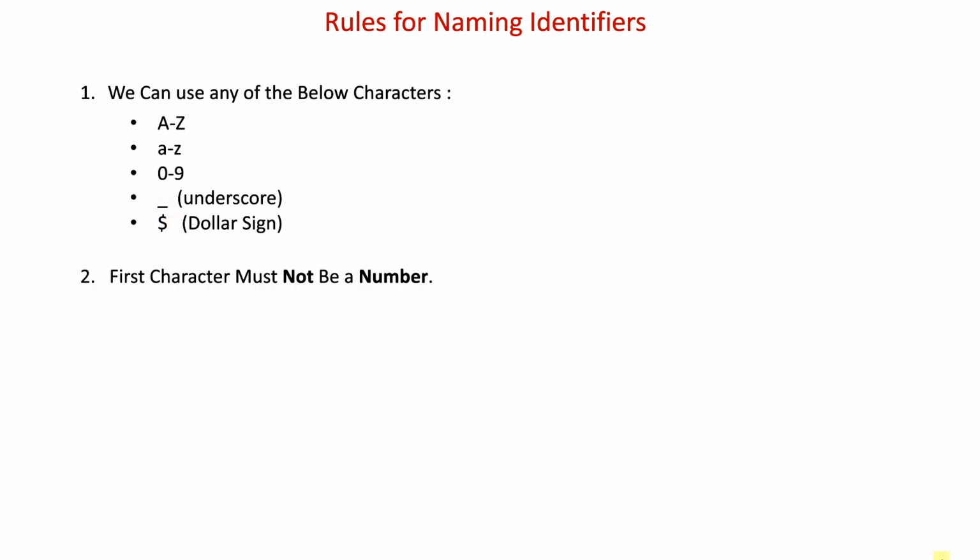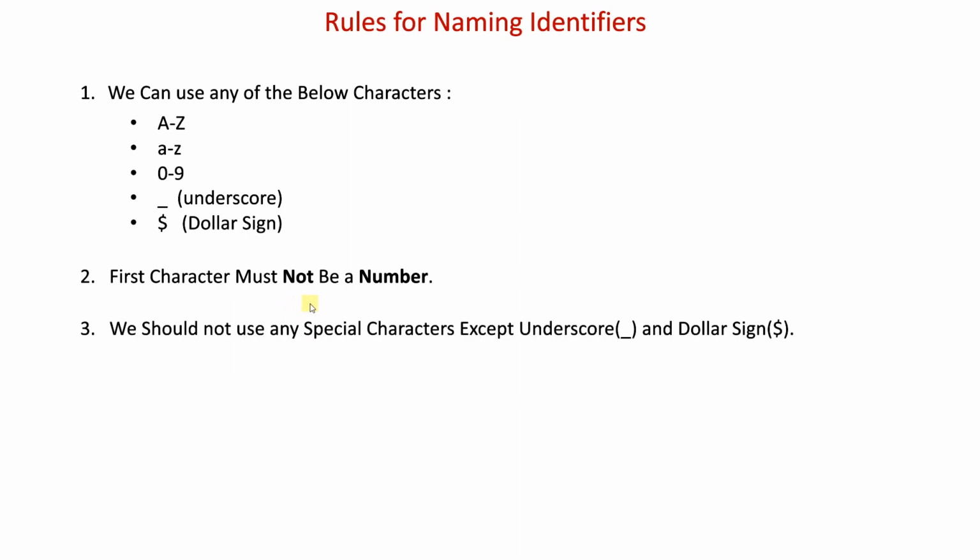Okay, now see the second rule. The first character, that is the starting letter, must not be a number. It can be a dollar sign, it can be an underscore or a capital letter or a small letter, but it should not be a number. The first character must not be a number. And the next rule is, we already discussed it, we cannot use any special character except underscore and dollar sign. We should not use spaces, hyphens, plus, minus, etc., any of the special characters except this underscore and this dollar sign.